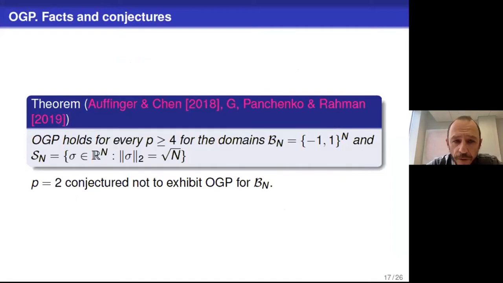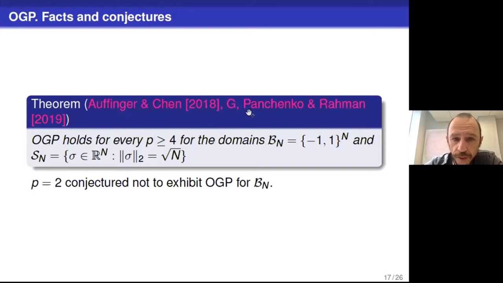Well, it turns out that, as I said, it is conjectured that for the case of the binary cube, aka the Ising model, when p is equal to 2, OGP does not hold. It's conjectured, not proven. Based on that conjecture, the algorithm was constructed. However, when p is at least 4 and even, this is known to be the case.